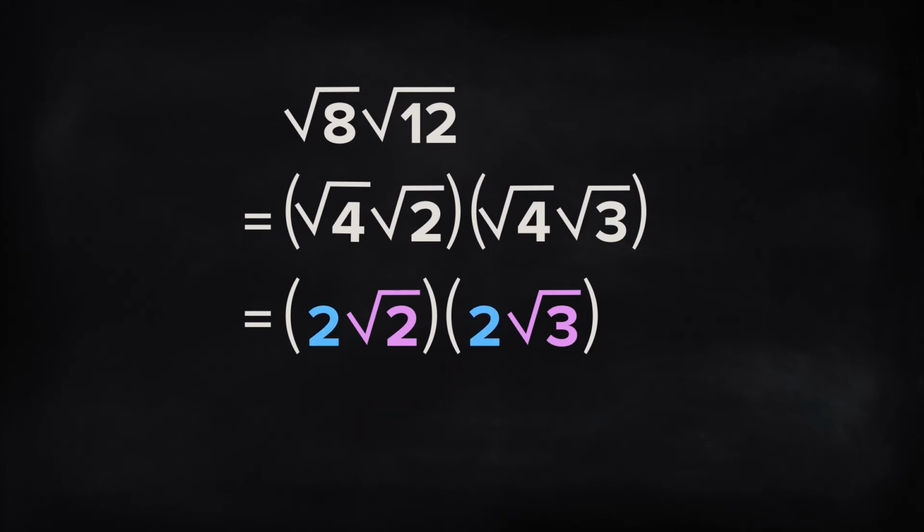When we multiply factors like these, we have to be careful to multiply our coefficient only by another coefficient, and a radical only by another radical. So we'll multiply coefficients first. 2 times 2 is 4, and the square root of 2 times the square root of 3 is the square root of 6. The answer is 4 times the square root of 6.